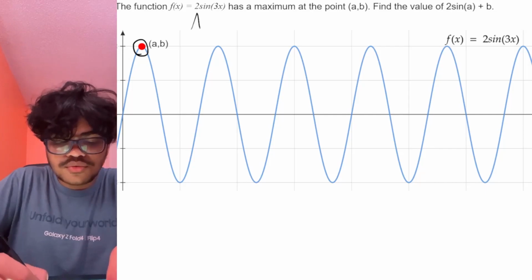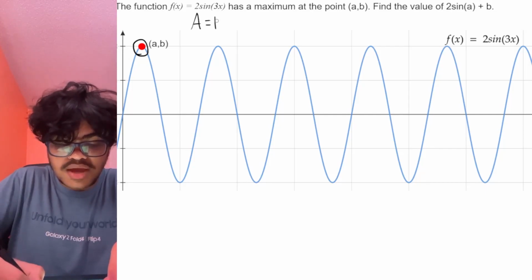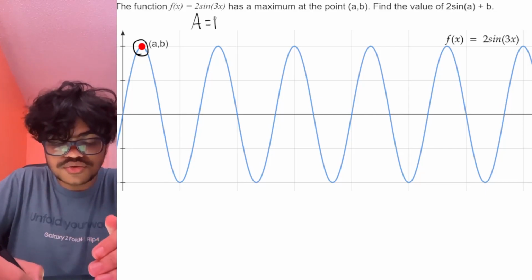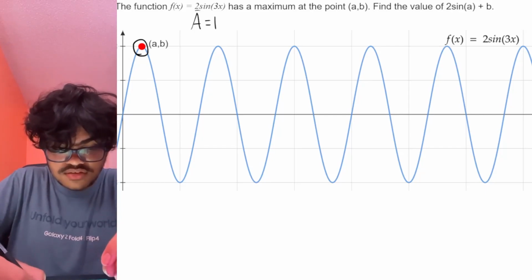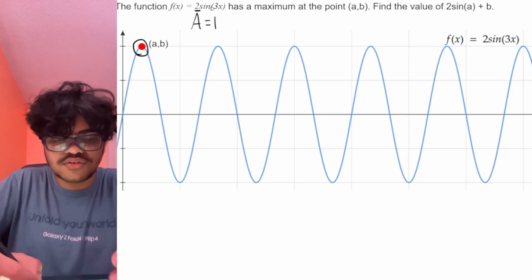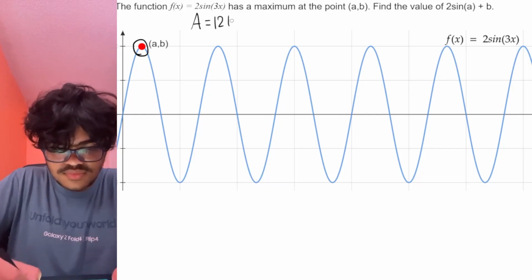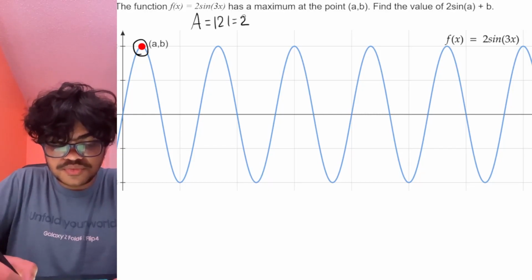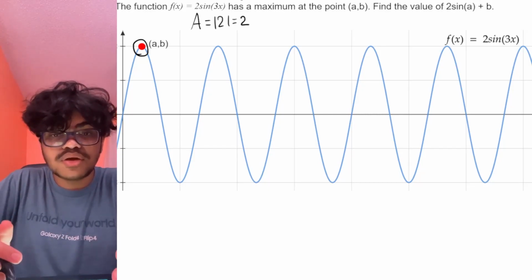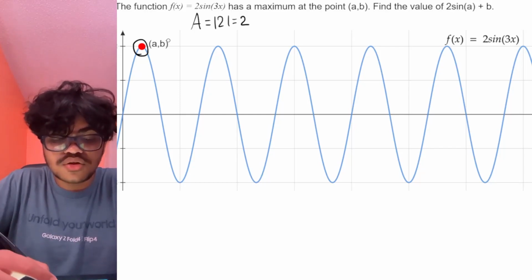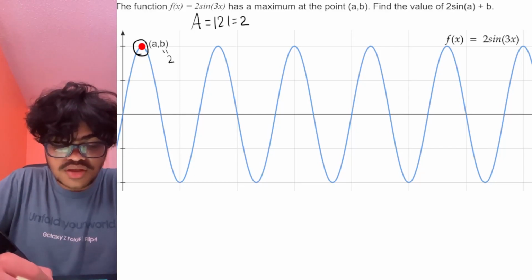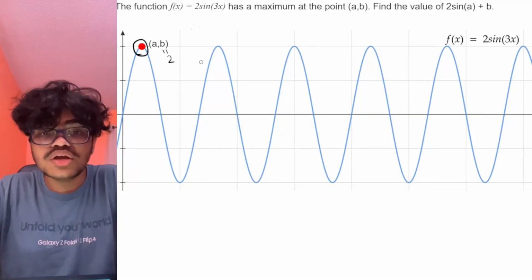So our amplitude, we write it as A, is equal to the absolute value of the number being multiplied to the sine function, which is just 2. And now that's equal to 2. Now that we have it, this is just our maximum. So we can say that b is equal to 2, and I will write that right there.